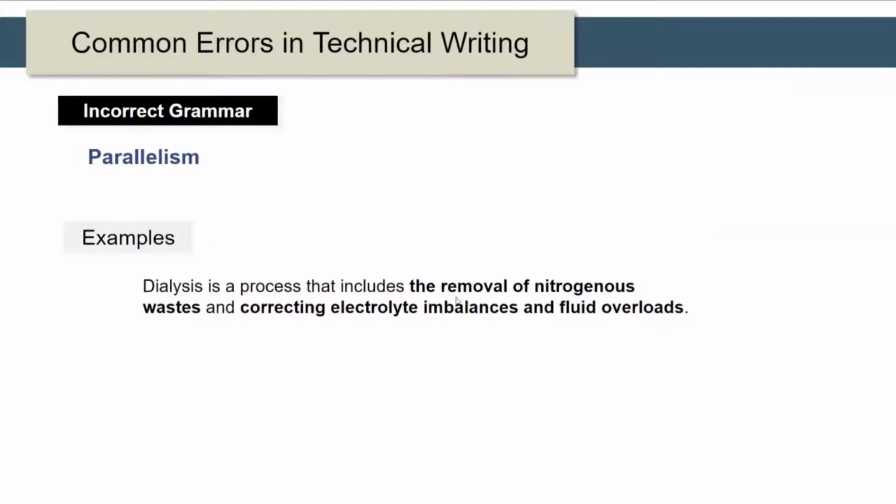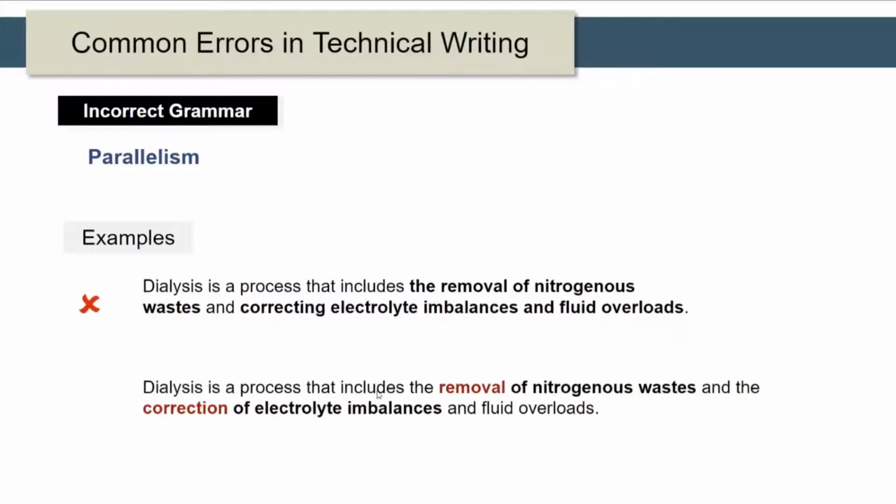It is important that these two parallel structures have the same grammatical construct. Meaning, if the first part was removal, it's a noun. The second part, the parallel part, also should have been a noun. So instead of correcting, which is a verb, you could have said correction of electrolytic imbalances. So: removal of nitrogenous waste and correction of electrolytic imbalances. Or you could have also said: removing nitrogenous waste and correcting electrolytic imbalances.